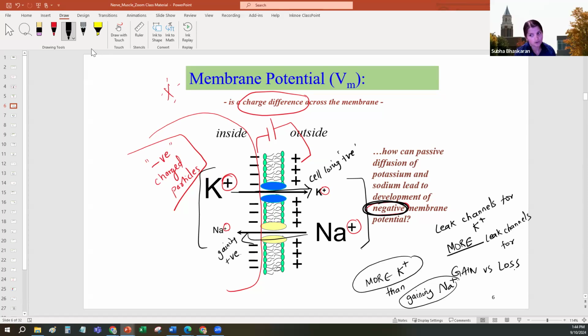Yes, more. Not just more open, they are increased in number too. Yes or no? If they are more than the leak channels for sodium, obviously the cell is not gaining enough positive, it's losing more positive, so it is exhibiting negative membrane potential. Does it make sense?